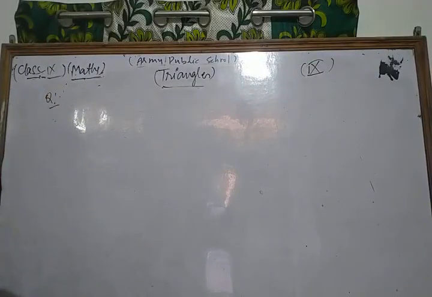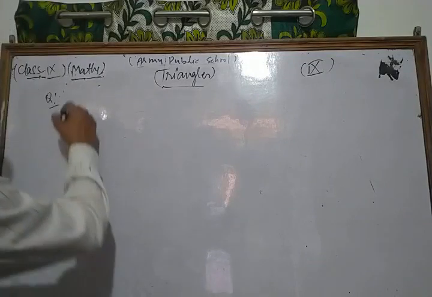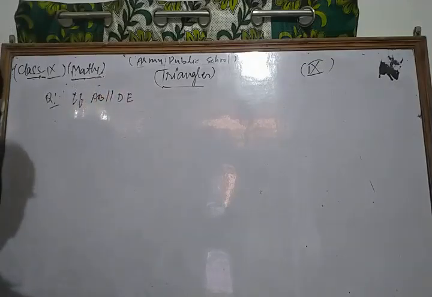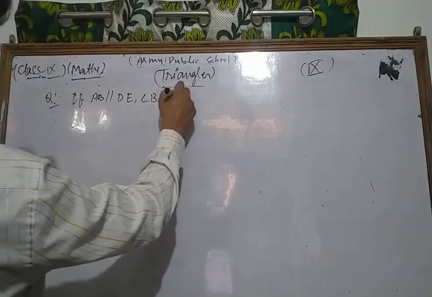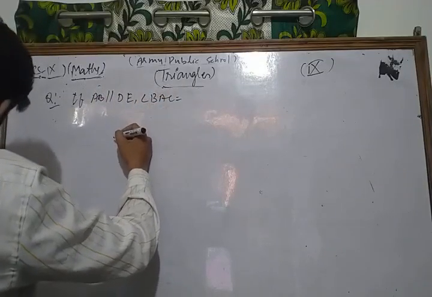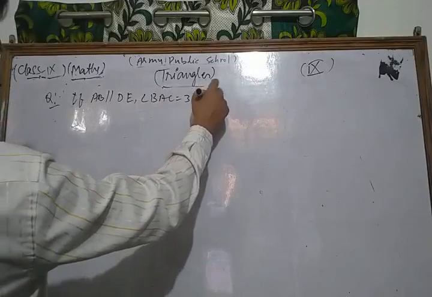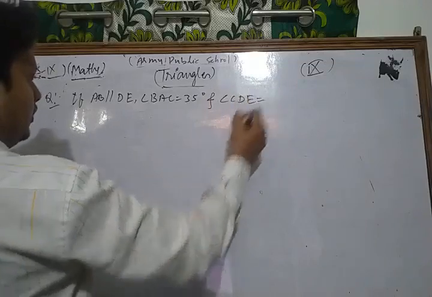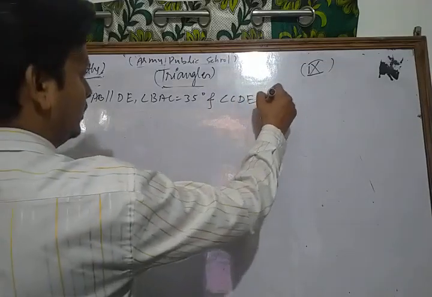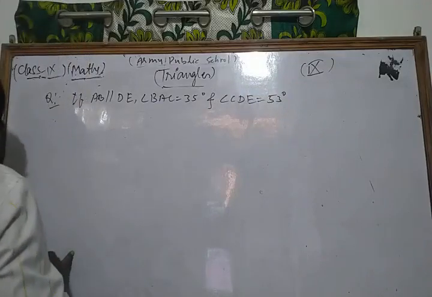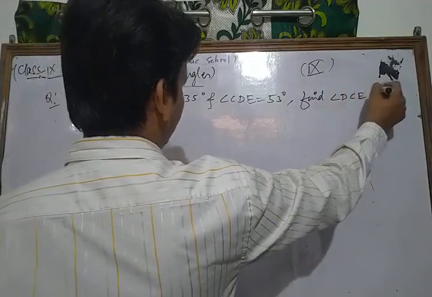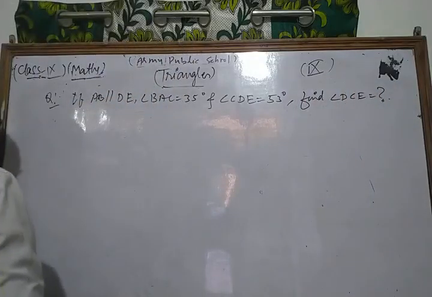And the question is, if AB is parallel to DE, angle BAC is equal to 35 degrees and angle CDE is equal to 53 degrees. Find angle DCE. Okay, now let's see its solution.